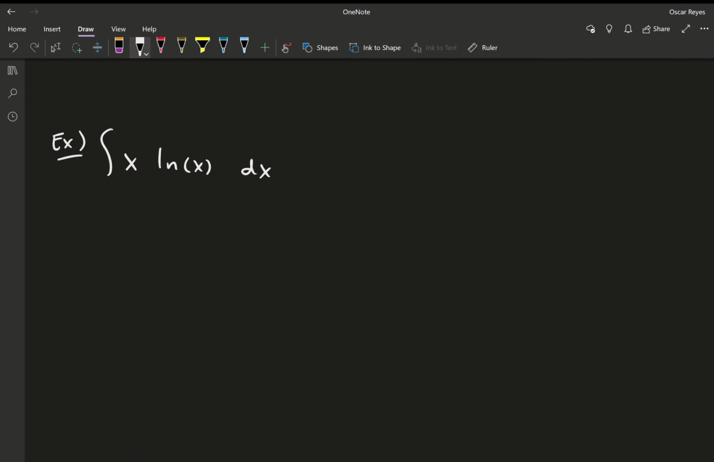If we let our u equal x, right? When we take the derivative of that, we're going to be left with basically du equals dx. But if we let our dv equal ln of x dx, and we take the integral of both of these, we know the integral of dv is v, but we don't know what the integral of ln of x is. That's actually something that we haven't really found yet.